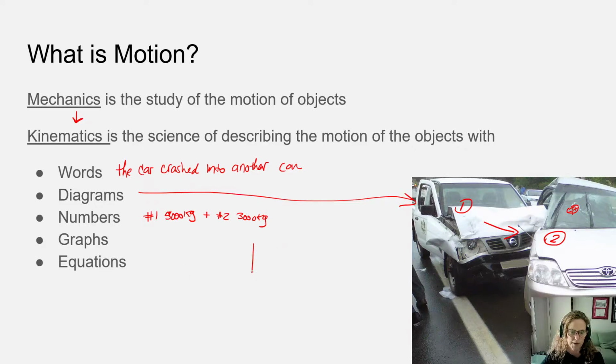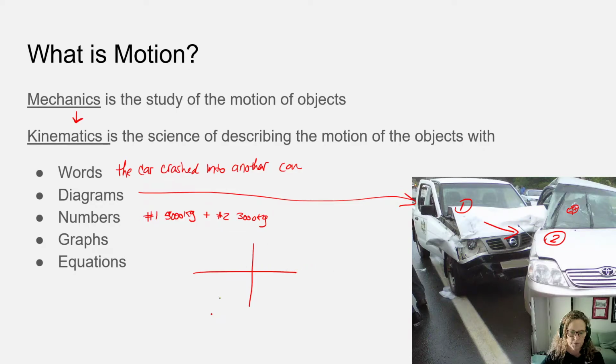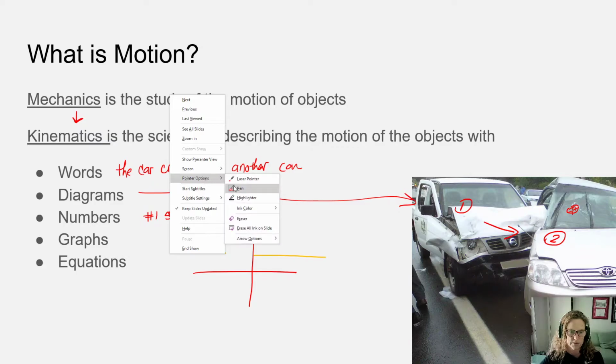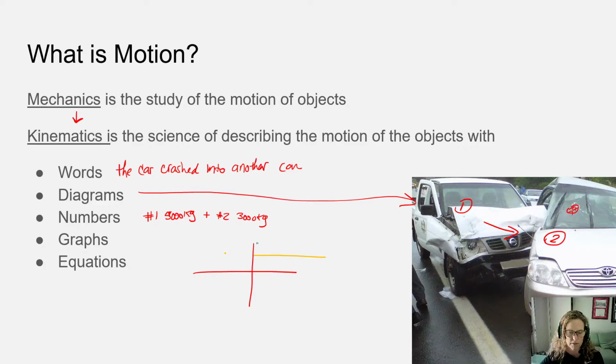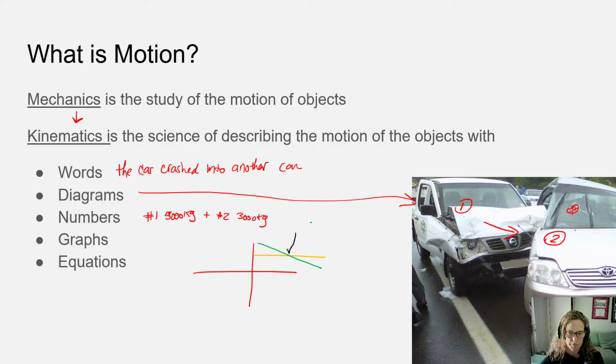Another way to do it is with graphs, and we could say at a certain point, car 1 was moving along in this direction, and maybe at another certain point, car 2 is moving in this direction, and where the points intersect, that's where the crash happened. And so we could show that on a graph.